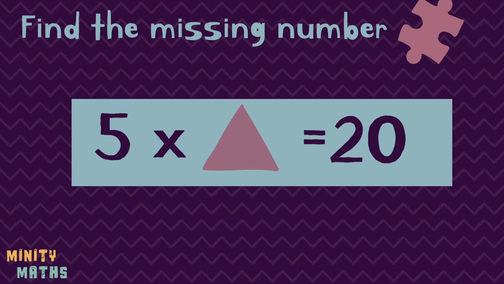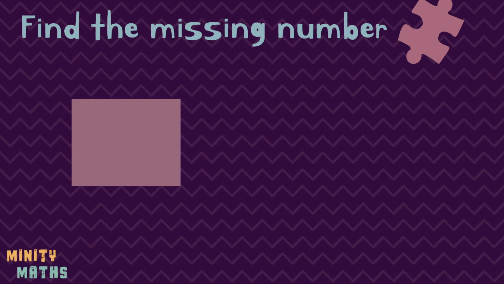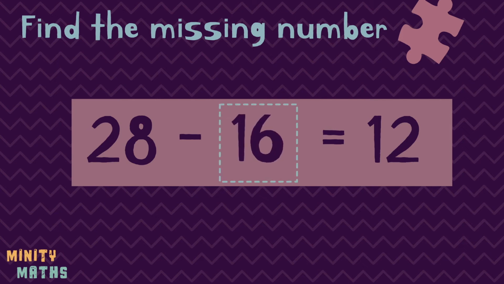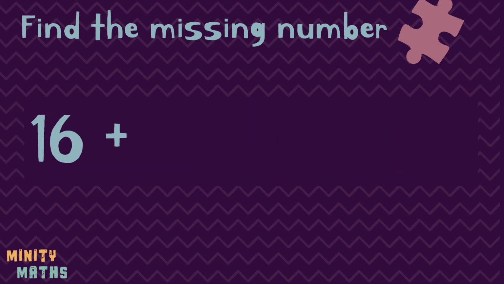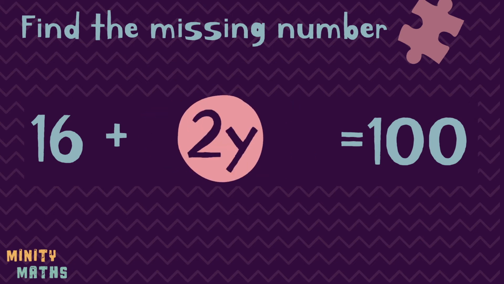With algebra, instead of using shapes, we use letters. We use letters to represent an amount we do not know yet, just like we are doing here with the shapes. Here we have 2 lots of y, which can also be written as 2y.